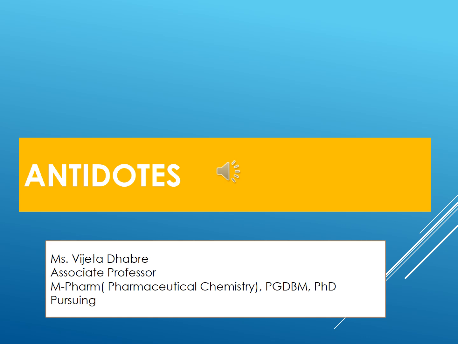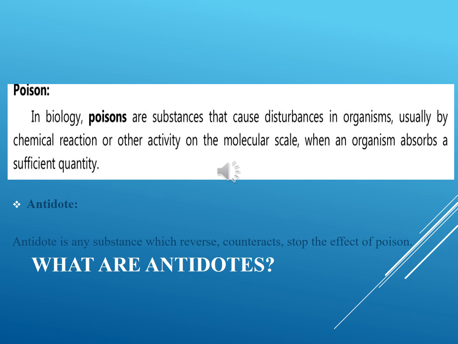Antidote. So now firstly we will see what is poison. The definition of poison in biology: poisons are substances that cause disturbances in an organism, usually by chemical reaction or other activity on the molecular scale, when an organism absorbs a sufficient quantity. Then what is an antidote? An antidote is any substance which reverses, counteracts, or stops the effect of poison.